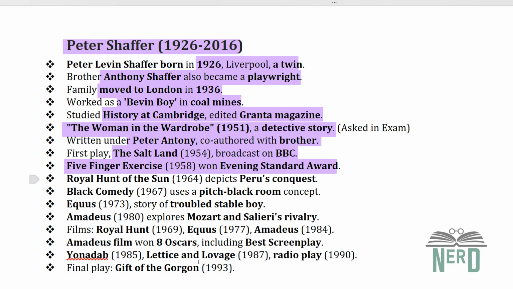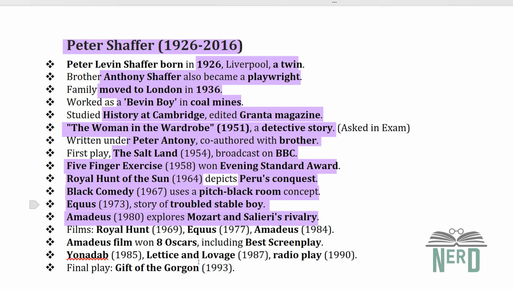He followed it with historical and experimental works like The Royal Hunt of the Sun, 1964, about the Spanish conquest of Peru, and the innovative farce Black Comedy, 1967, famous for its pitch-black stage concept where the audience sees what the characters cannot. Then came his greatest triumphs, Equus in 1973, a dark psychological drama about a boy's obsession with horses, and Amadeus, which premiered in 1979. The play Amadeus has been asked in exam, so make sure you note that.